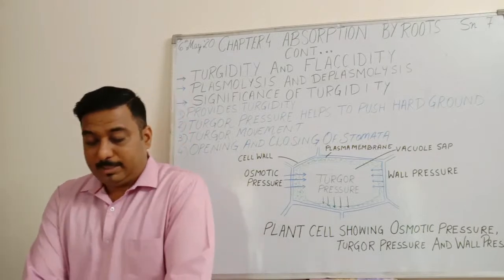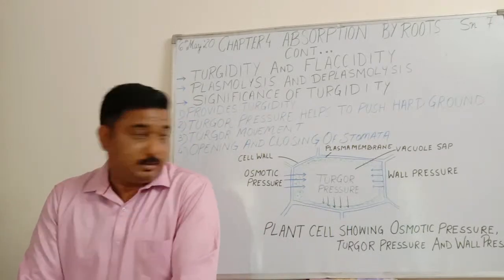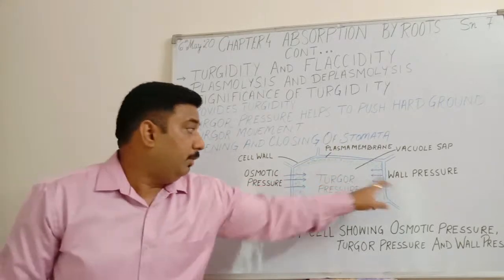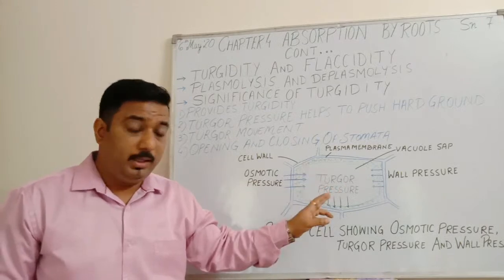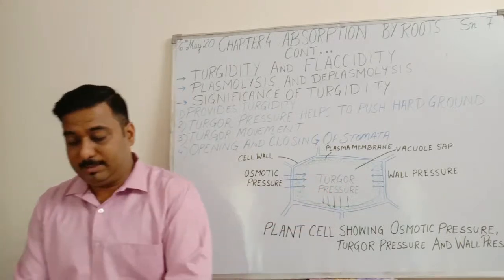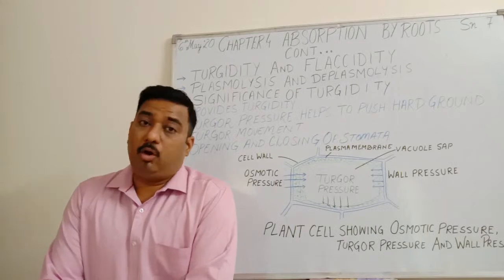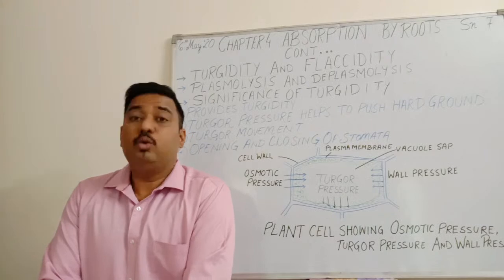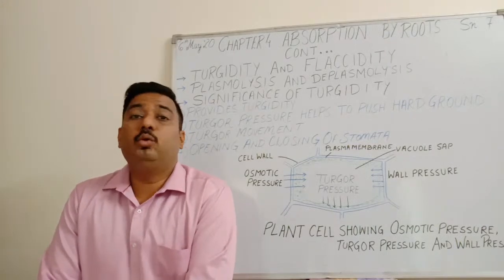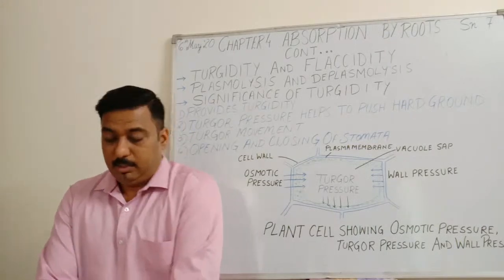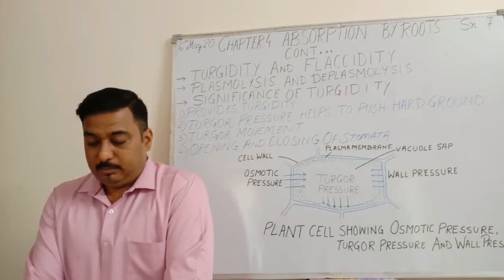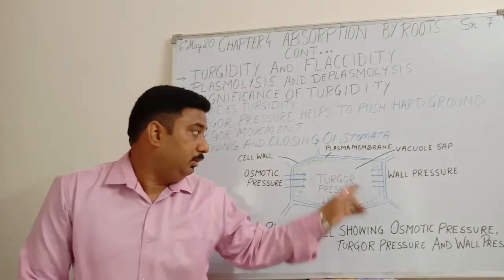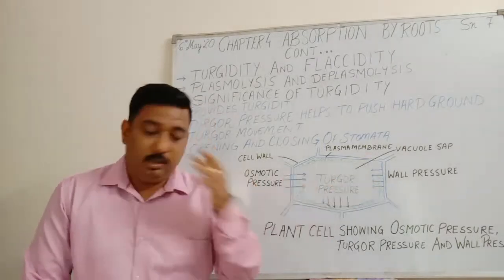When turgid, the cell is in a somewhat balanced state. When the cell is fully filled with water, the wall pressure and the turgor pressure are equal. At that time it is a balanced state. No more water is entering or leaving. At this condition, when the cell is fully turgid, no water is entering, nor is any water leaving it. Its turgor pressure counterbalances the wall pressure. Already I have told you, the turgor pressure will counterbalance the wall pressure.